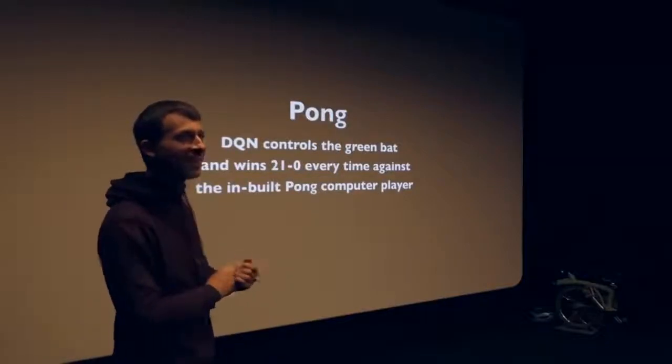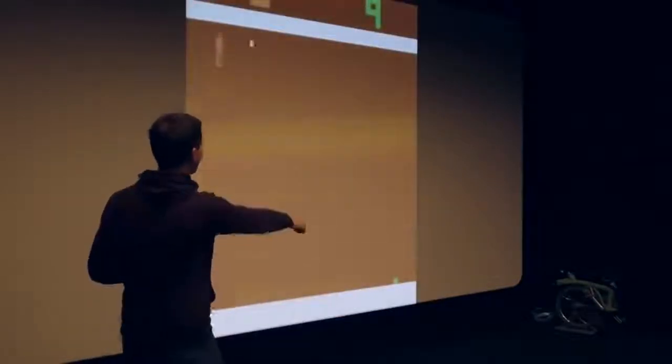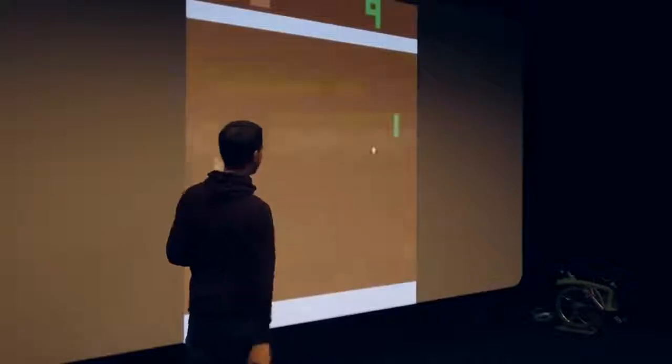This one is Pong, the classic original Atari game, and we're controlling the green guy here and basically learning to hit it right. You have to get these sharp angles off the corner to be able to get it past the opponent, and it learns this strategy and eventually learns a perfect strategy of winning every game.